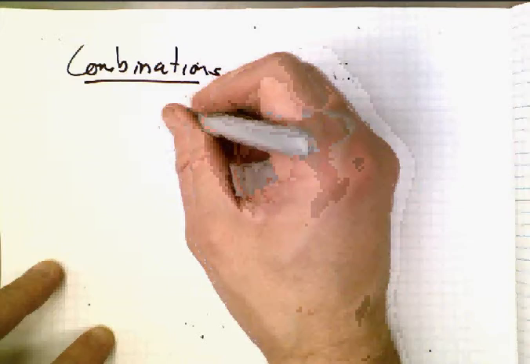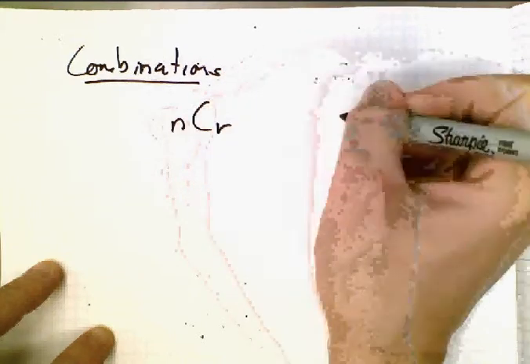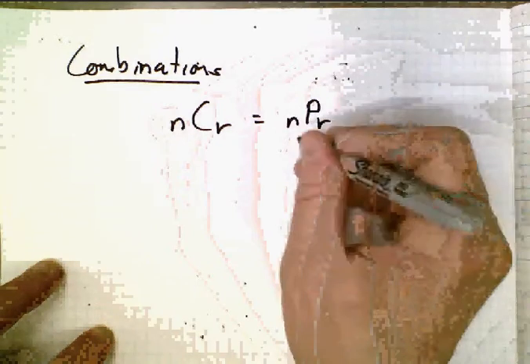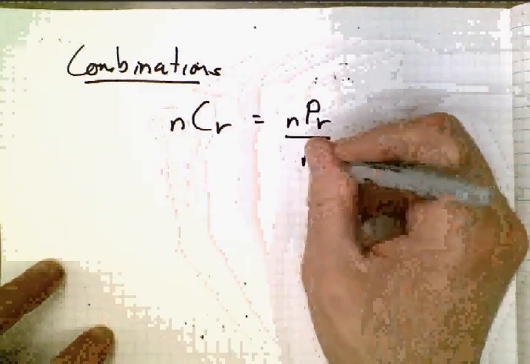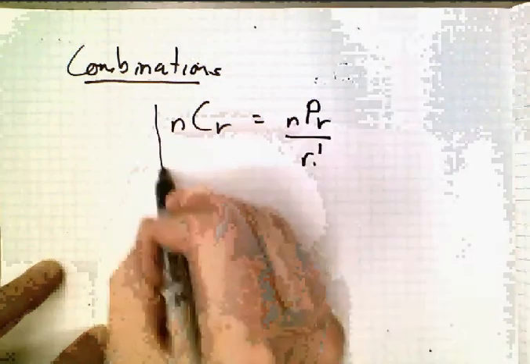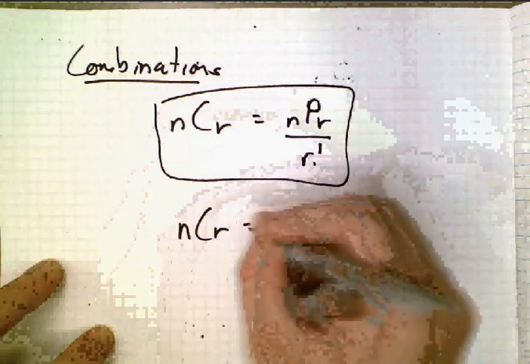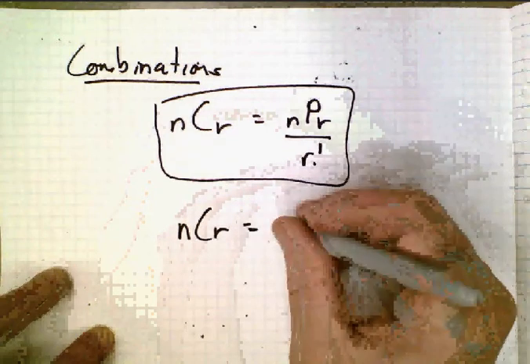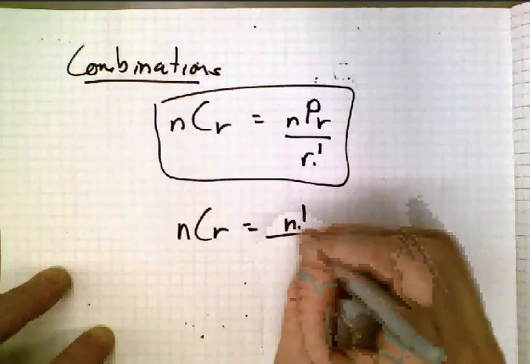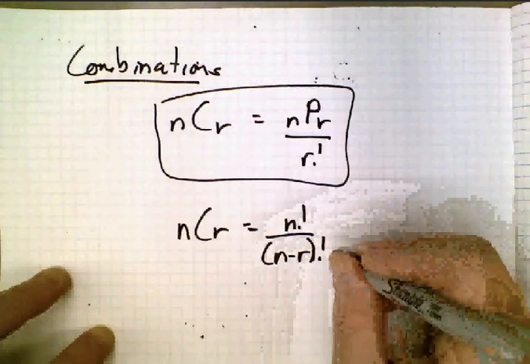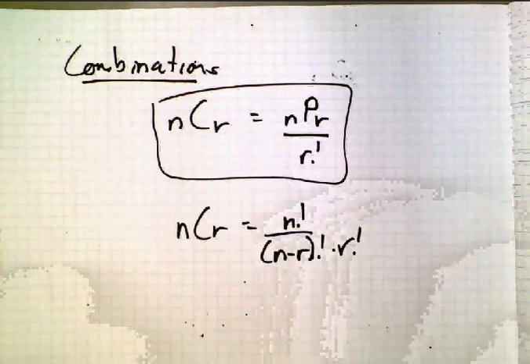we can think of it as, well, it's really nCr is really the number of permutations of those objects divided by r factorial. And we can expand that to say nCr, or n choose r, is equal to n factorial over (n minus r) factorial times r factorial as well. And that's our general equation for combinations.